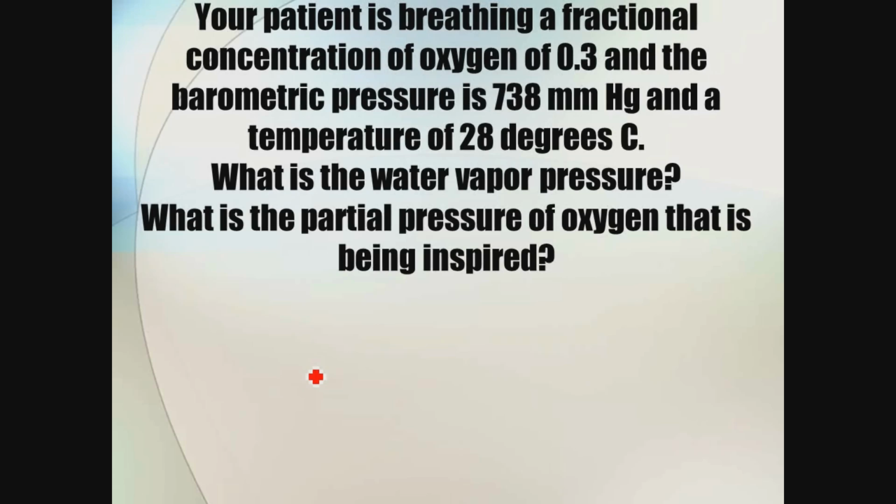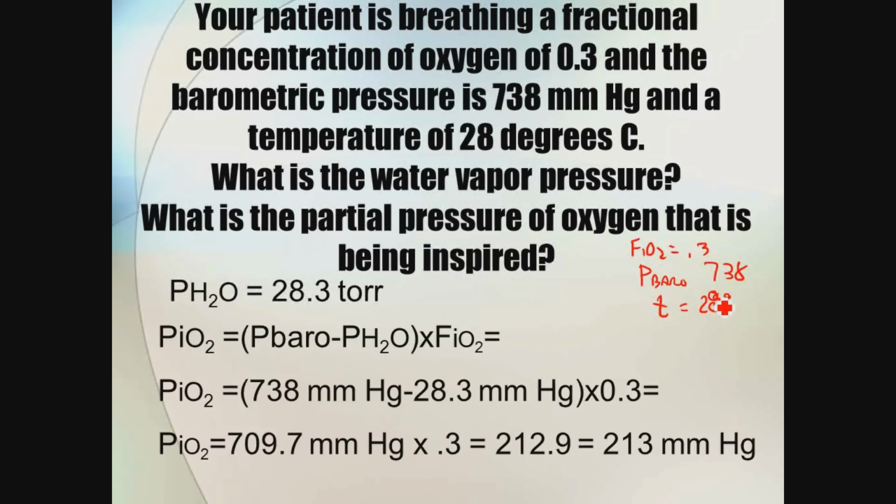This makes life easier when we're calculating the alveolar air equation. So what am I told here? I'm told an FiO2, 0.3, told a barometric pressure, 738. I'm told a temp, 28 degrees. So what I would need to do is go back to that chart and see what 28 degrees is as far as the partial pressure. 28.3. Subtract off my 28.3, multiply it times 0.3, and I find it's 213. See where this is coming from?